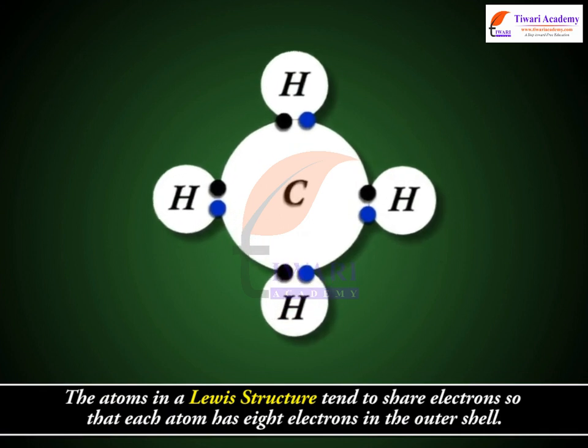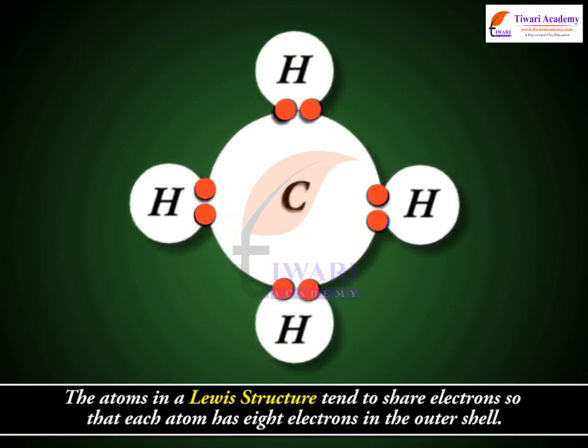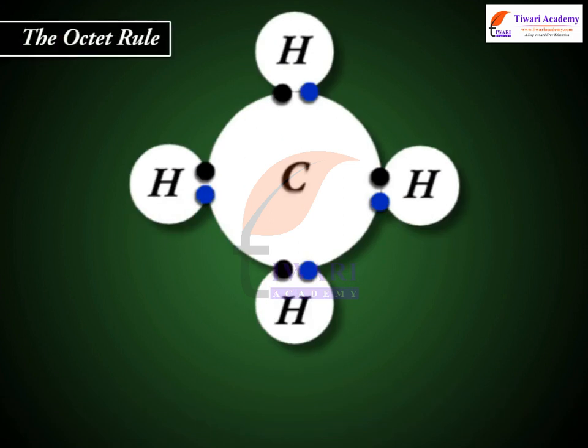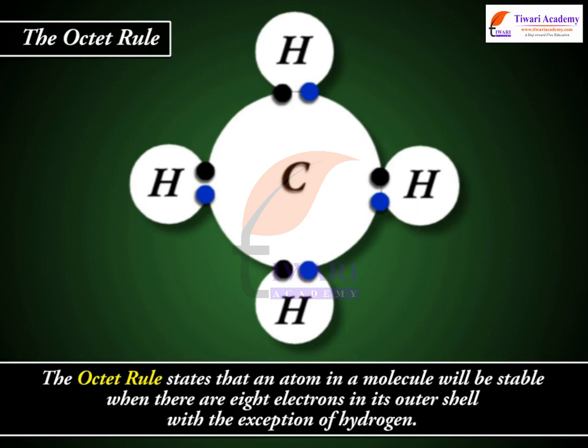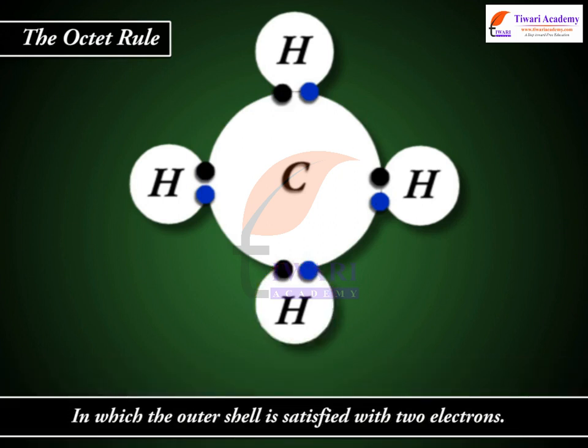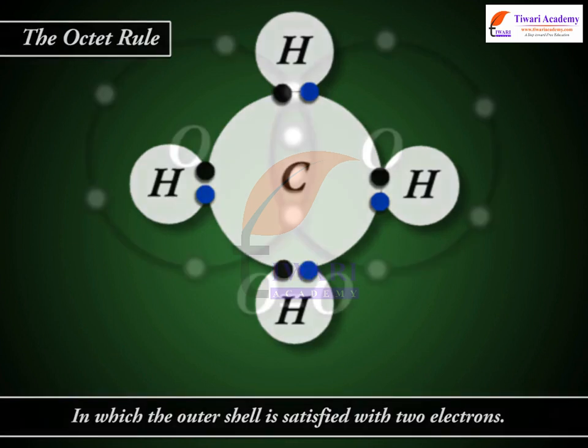The atoms in the Lewis structure tend to share electrons so that each atom has 8 electrons in the outer shell. The Octet Rule. The Octet Rule states that an atom in a molecule will be stable when there are 8 electrons in its outer shell, with the exception of hydrogen, in which the outer shell is satisfied with 2 electrons.